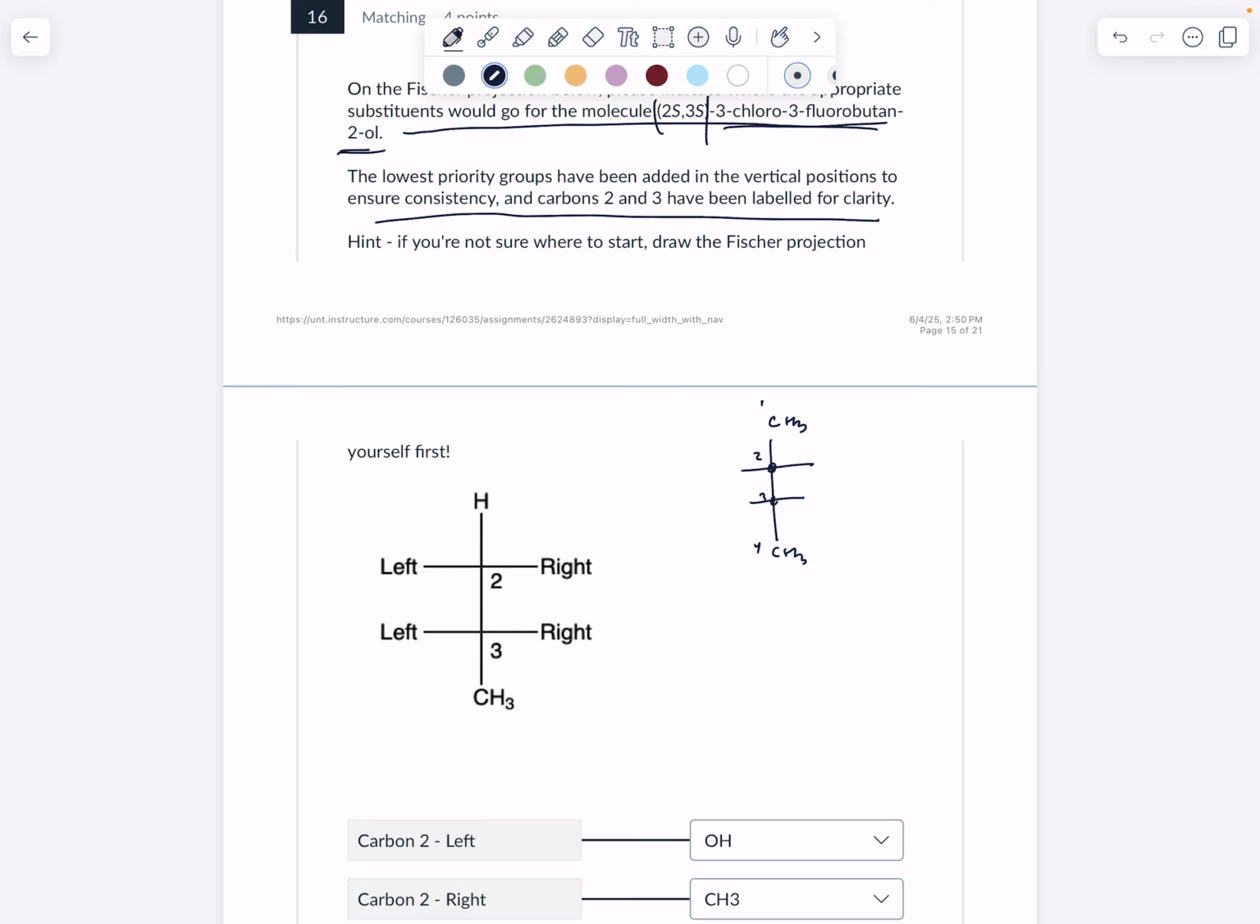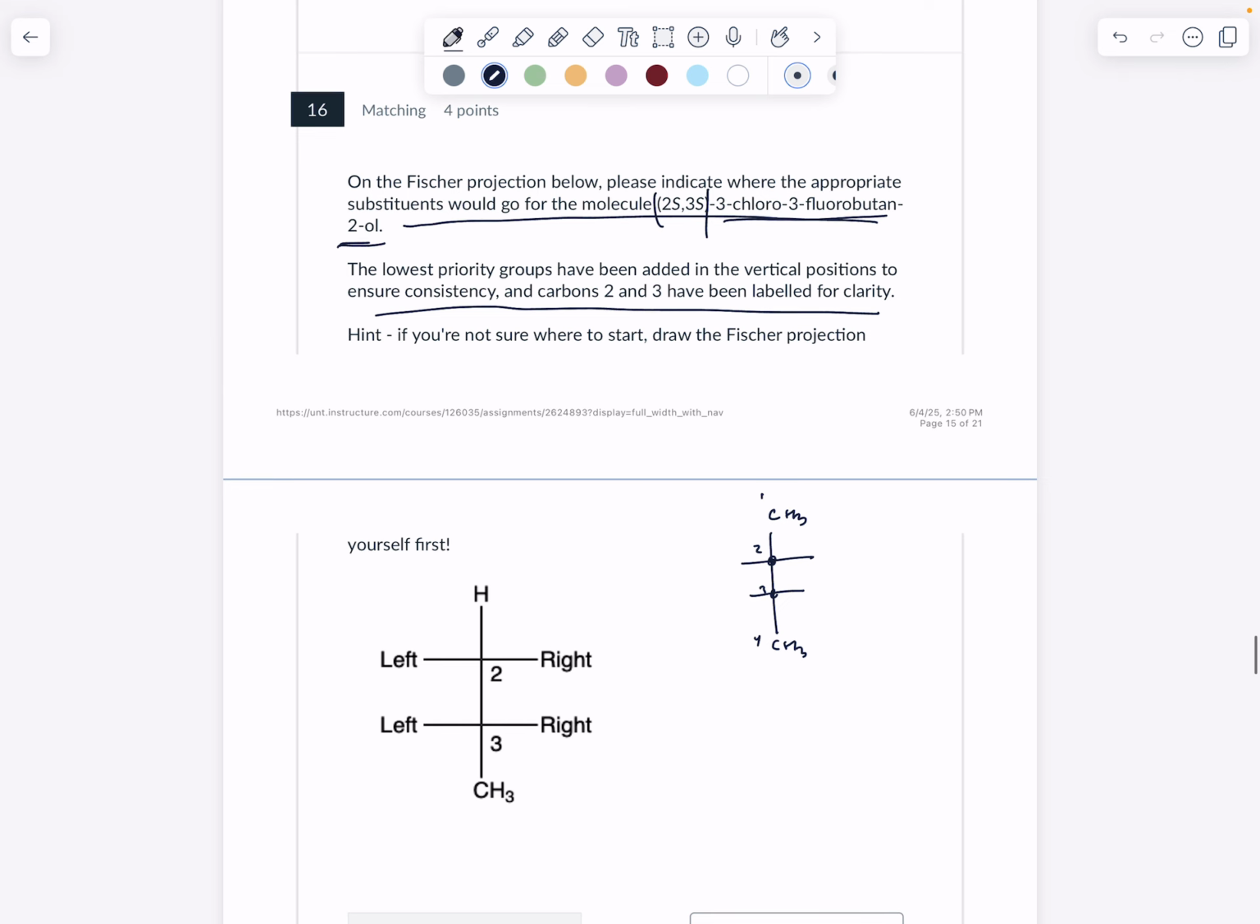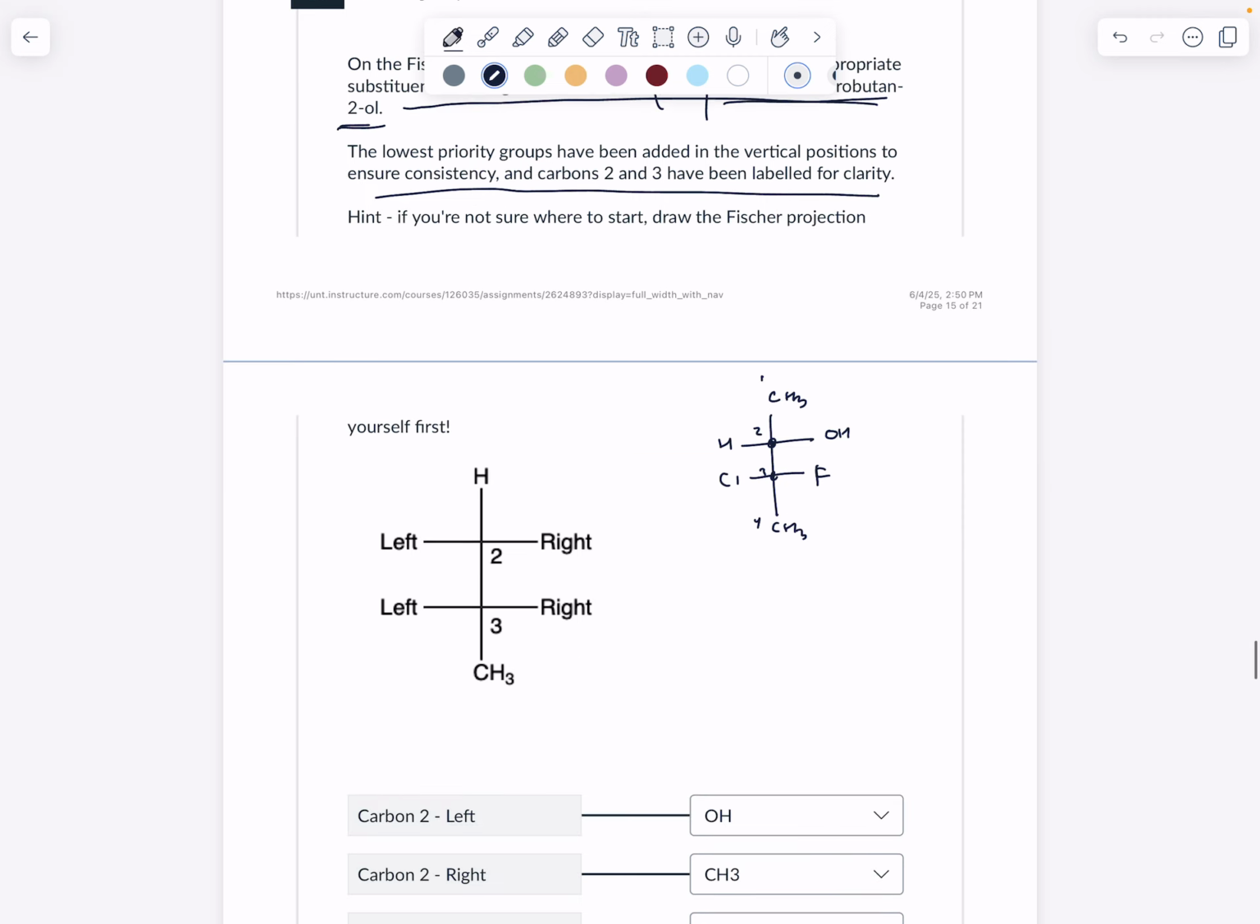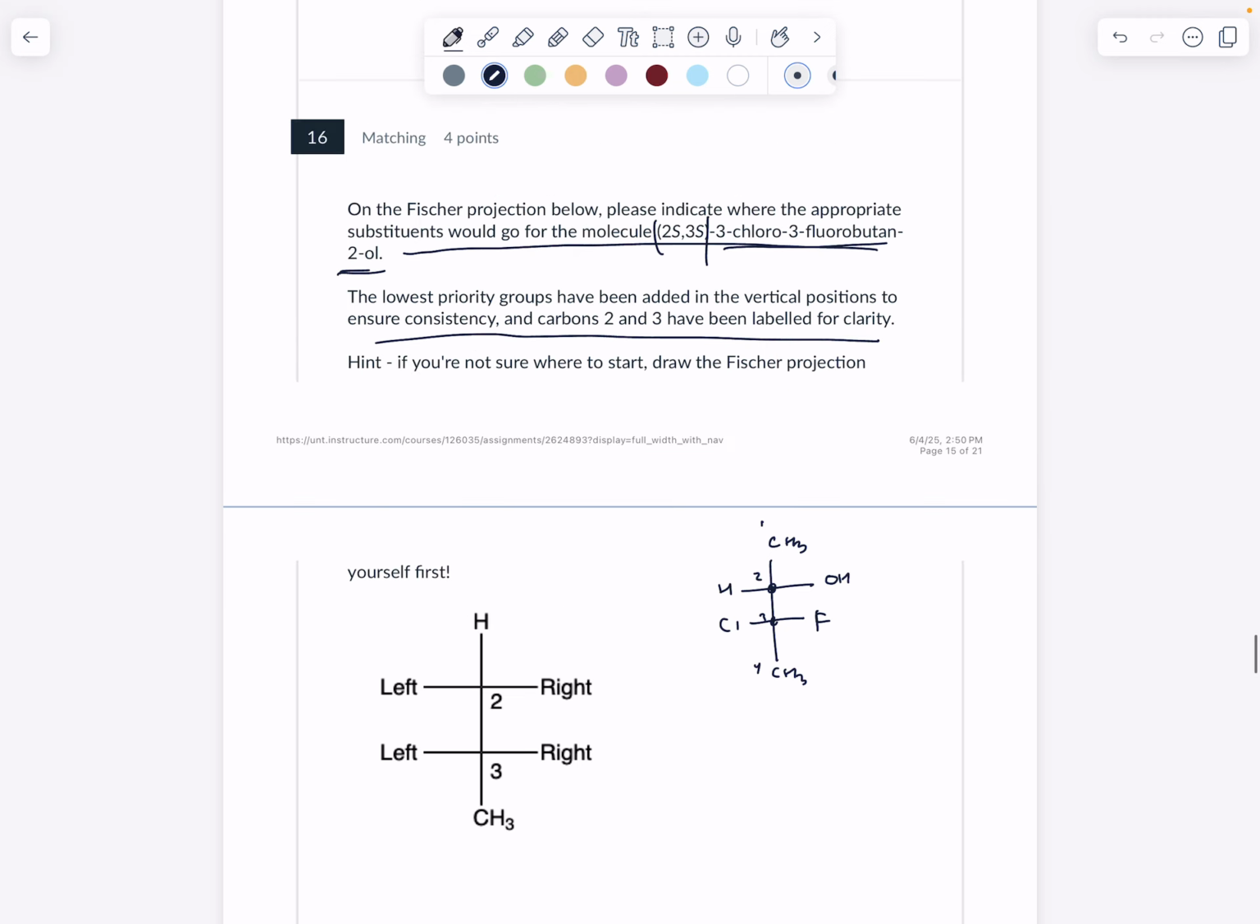That's how I'm going to draw it before I even look at the answer choices. I know that carbon 3 has a chlorine and a fluorine, and carbon 2 has an alcohol, and then it must have a hydrogen. So I've now drawn 3-chloro-3-fluorobutan-2-ol.